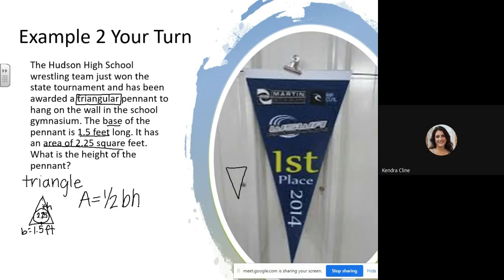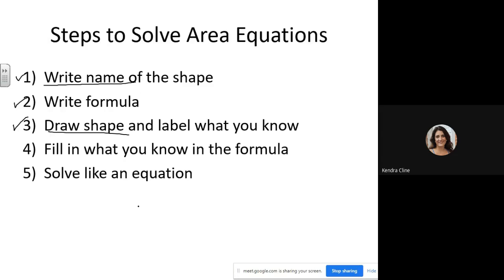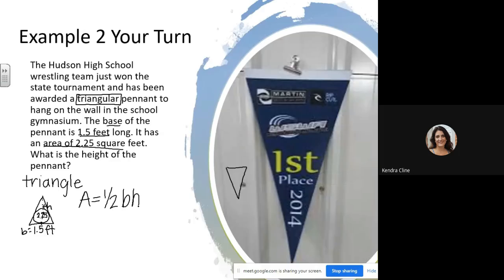Okay, so we've done steps 1, 2, 3 again. Now we're going to fill in what we know and then solve it like an equation. So we know the area is 2.25. So 2.25 equals 1/2 times, if you want to put that dot symbol there to help you, you can, the base, which this time I know is 1 5/10 or 1.5, times the height. That's what they're asking, that's what I don't know. So I'm going to make that my variable.